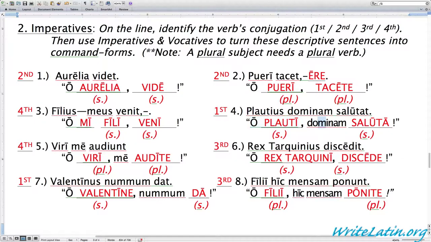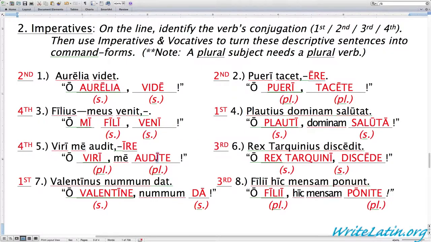Oh, Plauti, the mistress greet. You could probably figure all that out for yourself. Nothing was unusual there. Number 5, audiunt. Well, it appears in your list as audit, audire. So that's going to be obviously fourth conjugation.